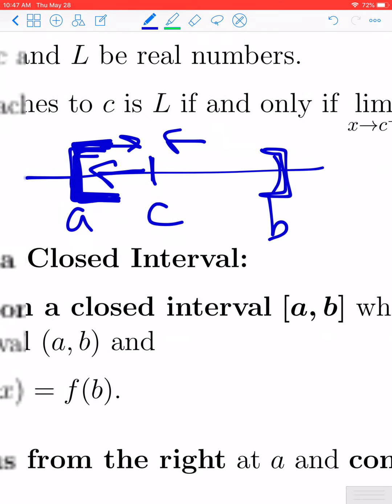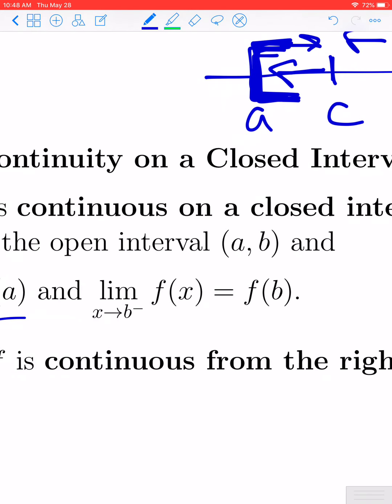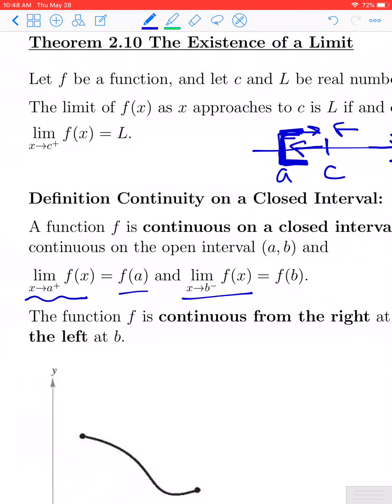And if I wanted to look at a limit at b, again, staying within the interval that it's defined at, we would need to approach b but coming in from the left-hand side. So we would need the limit as x approaches b from the left of f of x to be equal to f of b.